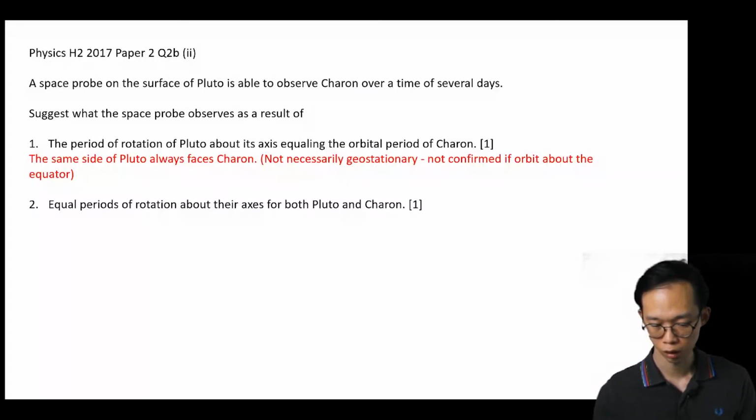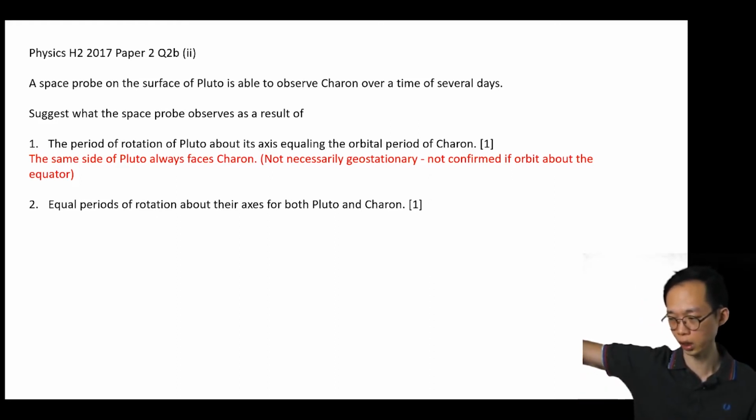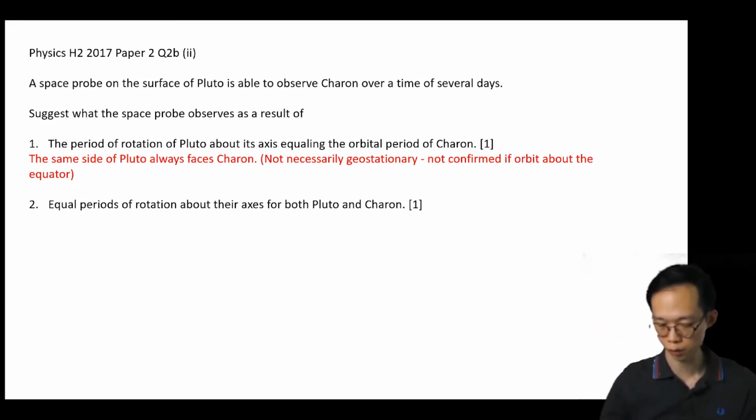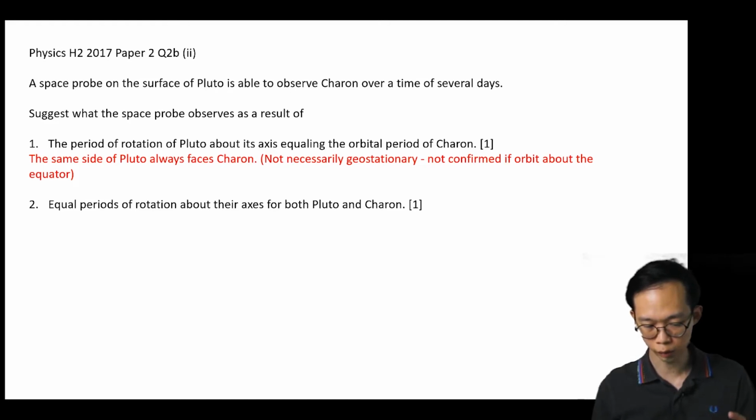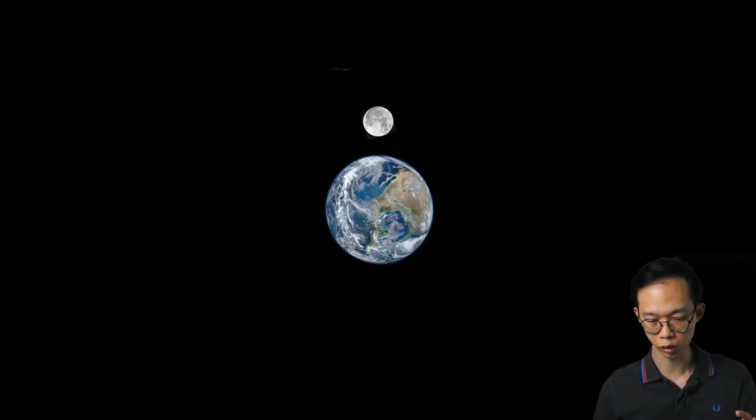So the next part is the one where everybody gets kind of confused. It says that there are equal periods of rotation about the axis for both Pluto and Charon. So now not only is Charon moving in a circular orbit, Charon is also spinning around as it moves in a circle. What do we mean by Charon spinning around? It will be something like this. The moon and the planet both spin, but we are going to add one more thing, which is that the moon, while spinning, also makes a circular path.